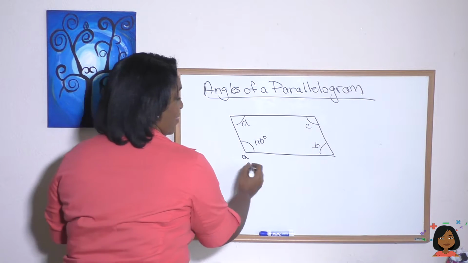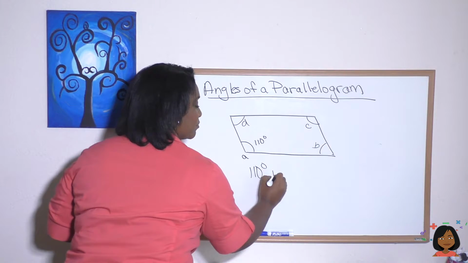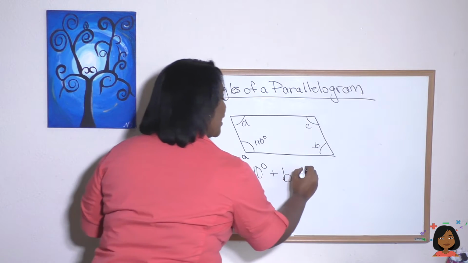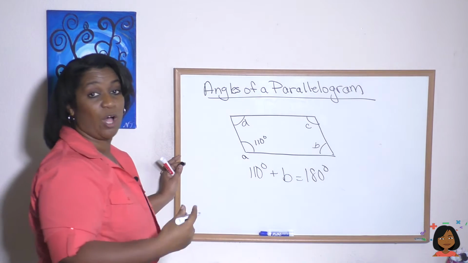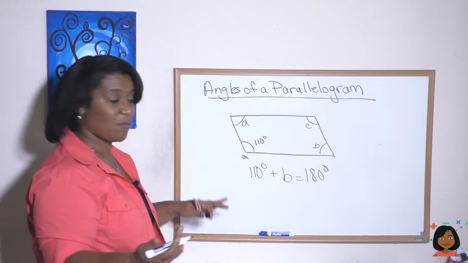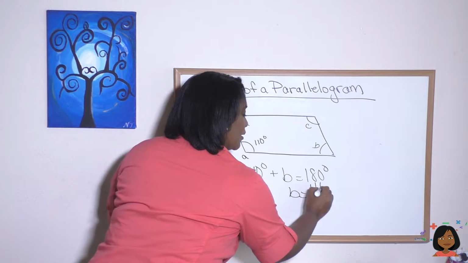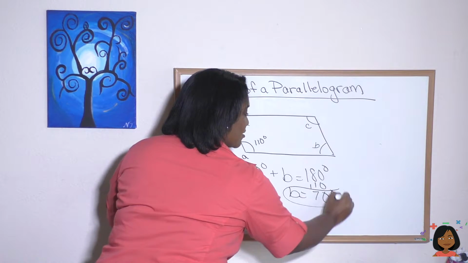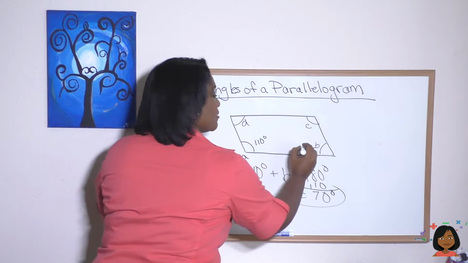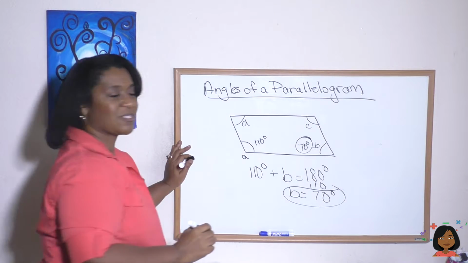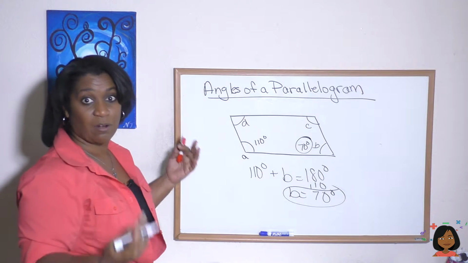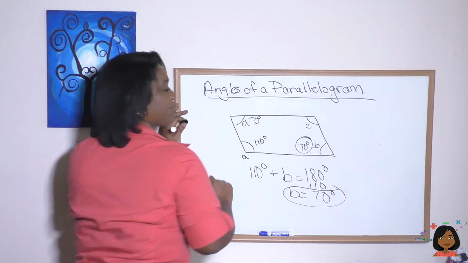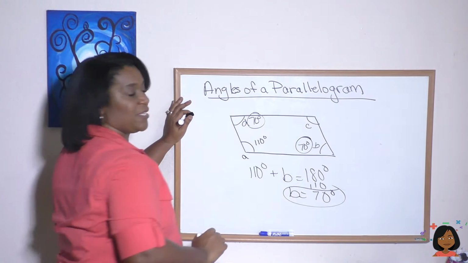So that means that A, which is 110 degrees, plus B, which we don't know, the whole thing will add up to 180 degrees. So to find B, all we have to do is subtract 110 from 180, and that gives us our 70 degrees as our answer. So B is going to be 70 degrees. But if you remember, I also said that D and A are also adjacent angles. So this means that D is also 70 degrees. So we've got 70 here and 70 here.